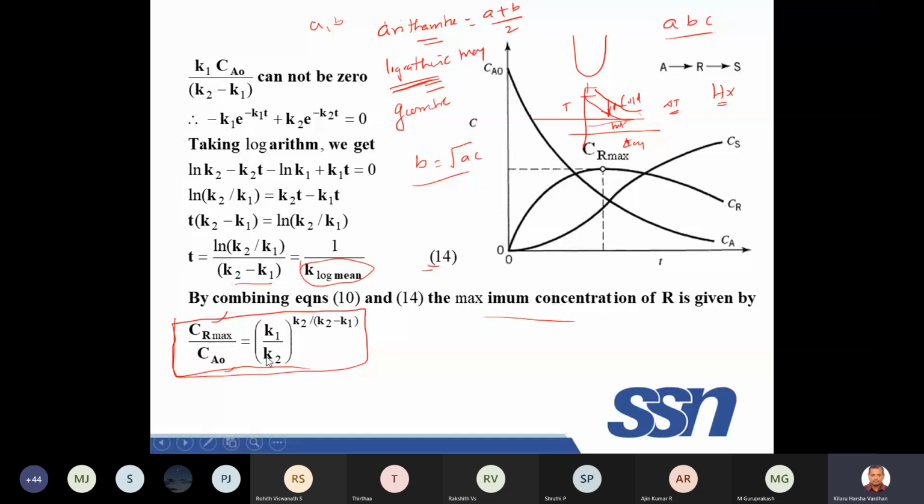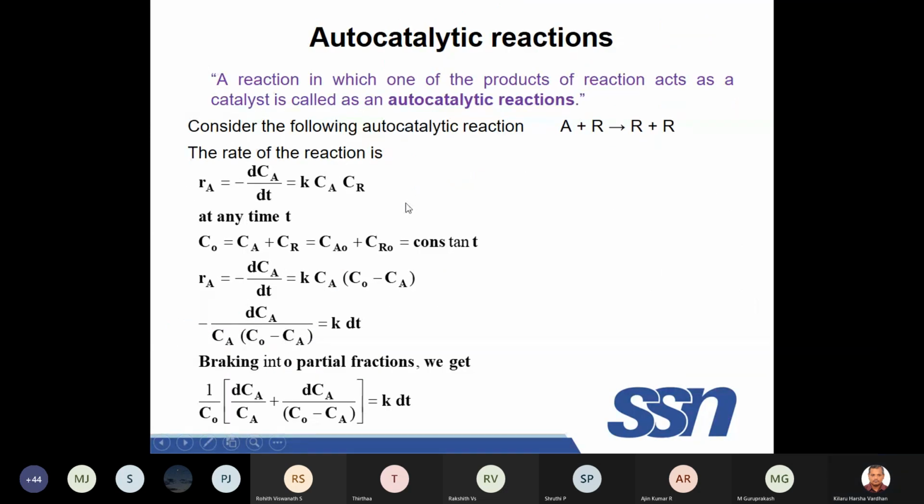Yeah, this is CR max by CR naught is K1 by K2, this particular thing, right? So in the problem, they'll give you K2 values, K1 values, and they'll ask you to write the essay, a 2 marks question, or they can give you this problem as a derivation for an assignment, right?